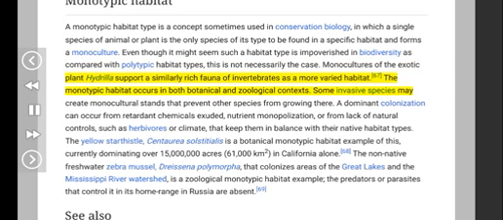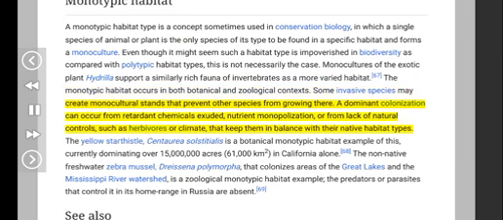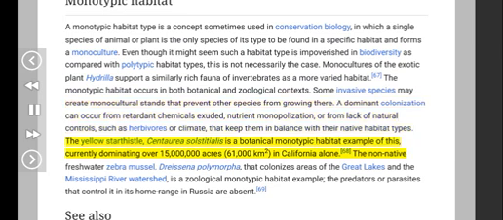67. The monotypic habitat occurs in both botanical and zoological contexts. Some invasive species may create monocultural stands that prevent other species from growing there. A dominant colonization can occur from retardant chemicals exuded, nutrient monopolization, or from lack of natural controls, such as herbivores or climate, that keep them in balance with their native habitat types. The yellow star thistle, Centaurea solstitialis, is a botanical monotypic habitat example of this, currently dominating over 15 million acres, 61,000 square kilometers, in California alone.